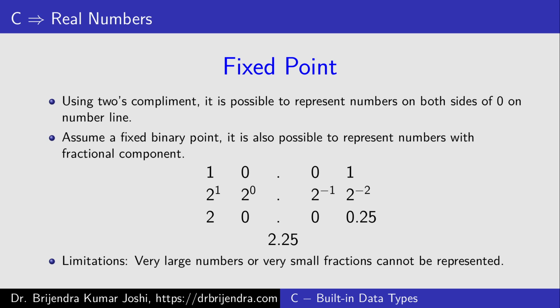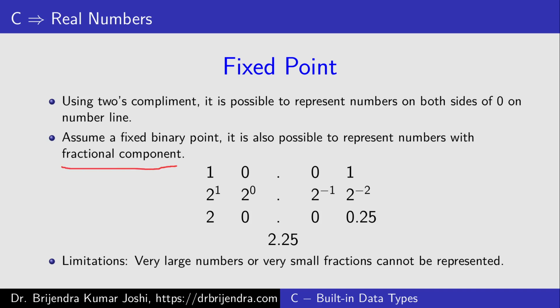Now real numbers. We can represent real numbers using two mechanisms. One is fixed point and the next one is floating point. Using 2's complement, it is possible to represent numbers on both sides of 0 on the number line. That is, using fixed point notation with 2's complement, the same number of bits can represent positive numbers and negative numbers as well. After the point, we can use some bits to represent the fractional part. So assume a fixed binary point.